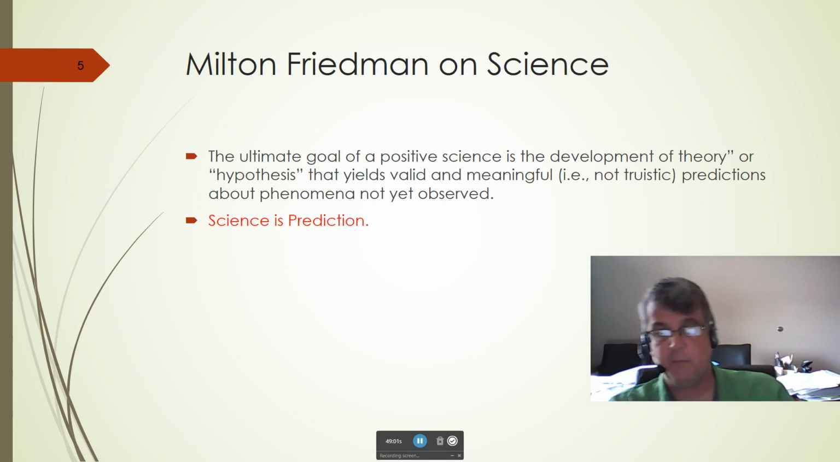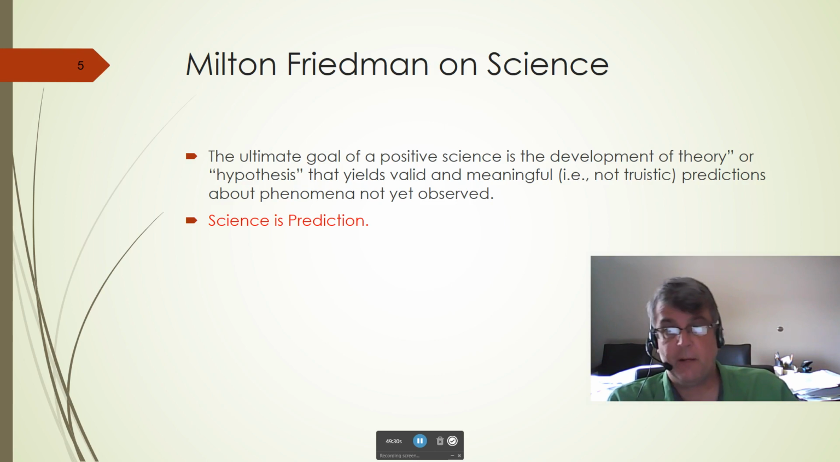Plato, friends of Plato here, we get one that a lot of economists like, and this comes from Milton Friedman. He says the ultimate goal of a positive science is the development of theory or hypotheses that yields valid and meaningful, i.e. not truistic predictions about phenomena not yet observed. We also call this positivism. Here, Friedman is saying that science is prediction.